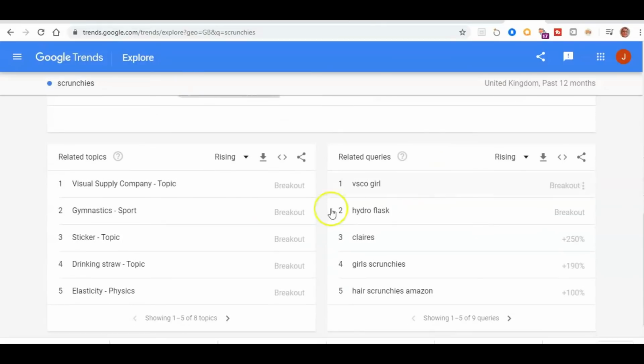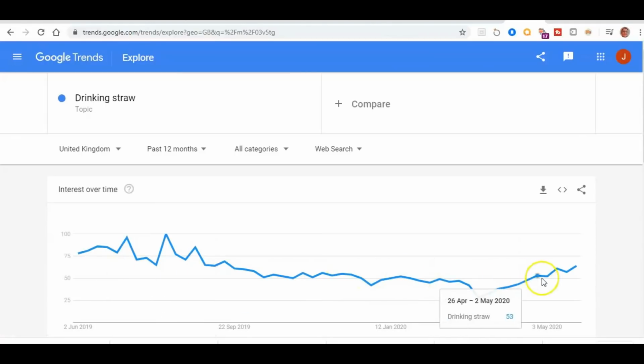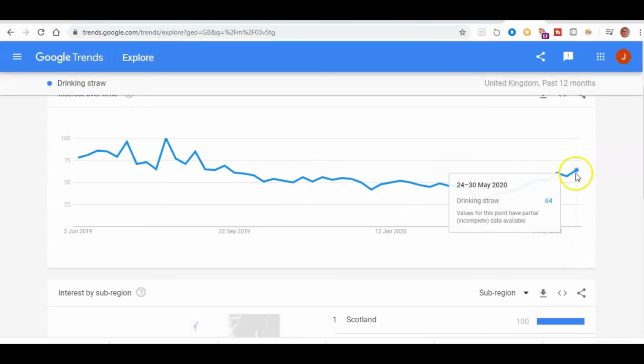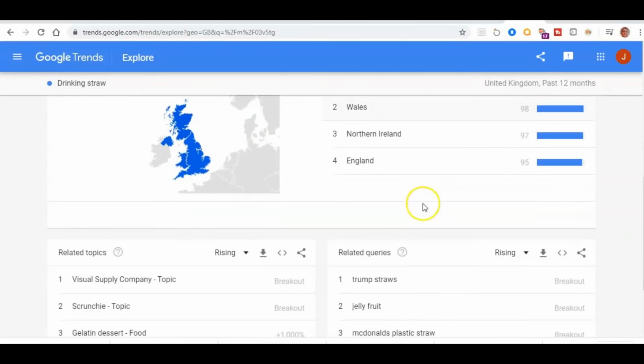So let's try, there we go, drinking straw as a topic. Let's see how that's doing. Okay, that's interesting because even though again it was peaking last year and has dipped here, of course now we're in the summer months, and that is increasing again. So maybe we could look at other types of drinking straws. I know that there's been a trend of pasta drinking straws, which are made out of pasta, which sounds quite an interesting concept. And up in Scotland, they seem to be the most popular.